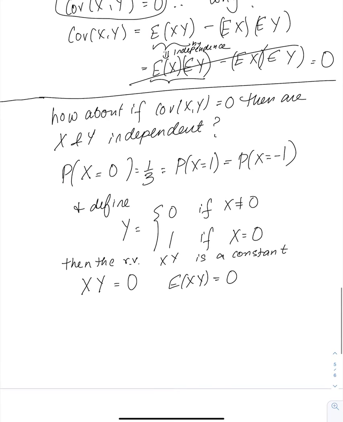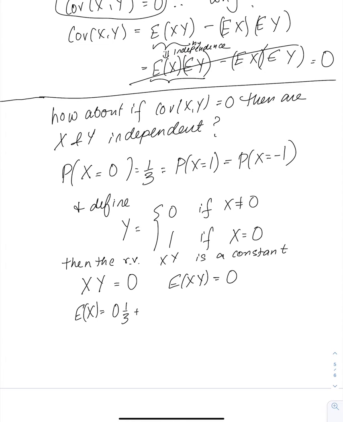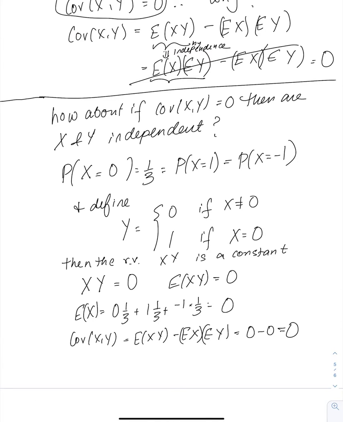And we have that the expected value clearly also is 0. Okay, how about the expected value of x? Well, that's easy to calculate. It'll be 0 times 1/3 plus 1 times 1/3 plus -1 times 1/3. And this will just be 0 plus 1/3 minus 1/3, so you have 0. So what about the covariance of x and y? Well, that's the expectation of x times y minus the expectation of x times the expectation of y. You can always use this formula if you prefer. And you have that this is 0 minus 0, so that's 0.